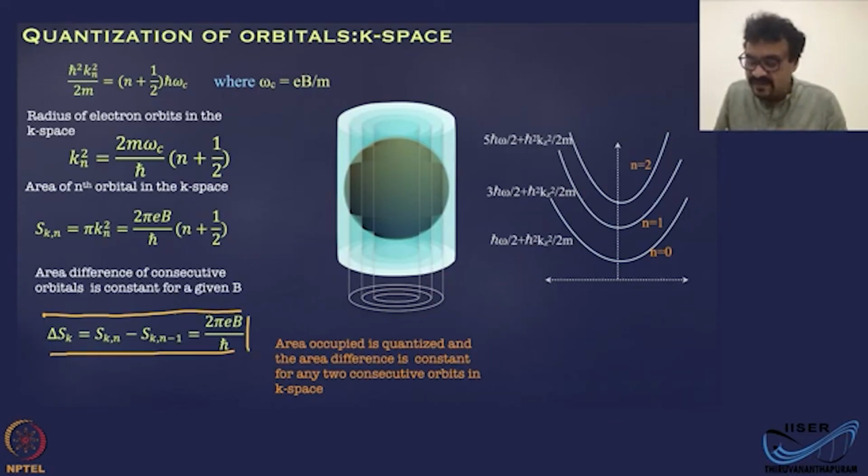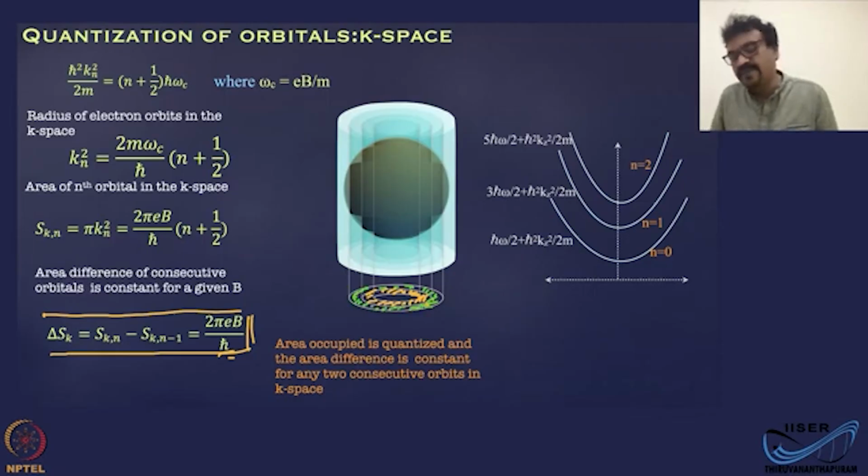What that says is this cannot take any arbitrary value. For any given field, that is 2 pi e B by h bar, a constant. So if you take any successive area difference between any successive Landau levels, that area difference is always the same. For example, I am taking these two Landau levels, the area difference between them is the same as the area difference between these two Landau levels. They are all the same. That's what I am trying to say.